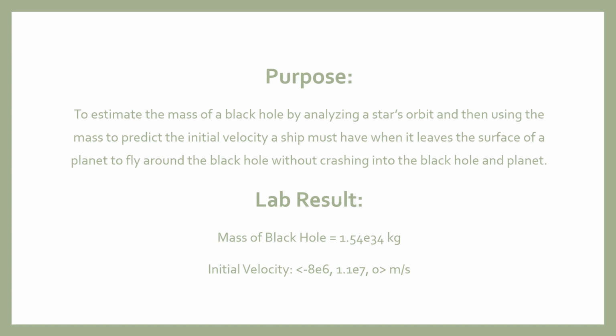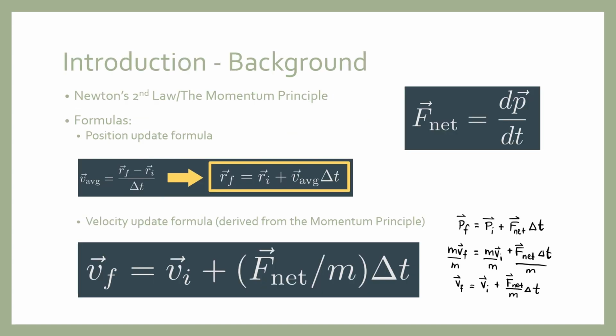Here are some background concepts before we get into the lab. The first important concept is Newton's second law in the form of the momentum principle, which is used to derive the velocity update formula that is used in the computer model and seen below. It relates the net interaction between the system and the surroundings to the observed motion of the system. The formulas below were used in the computer models that predicted the motion of the object over time.